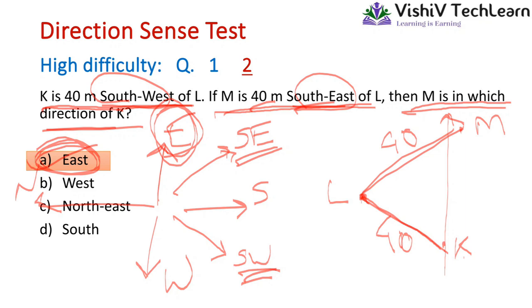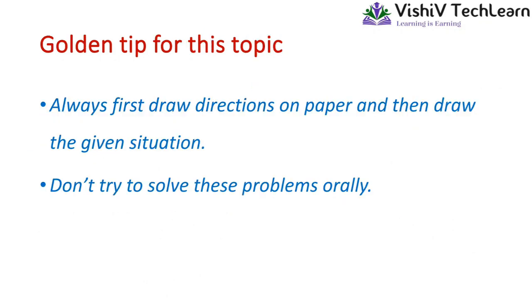So this is how we can solve difficult level questions very easily, if we follow this strategy of drawing the directions and situation on paper. Okay, so the golden tip is the same. Always first draw directions on paper and then draw the given situation. That will make problem solving easy. Don't try to solve these problems orally.